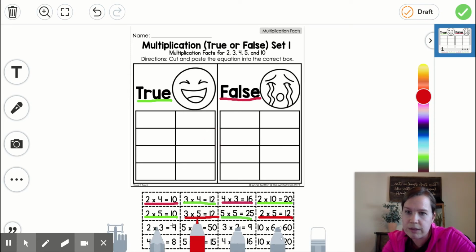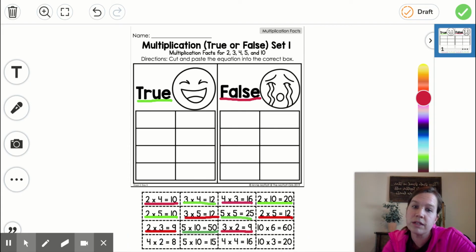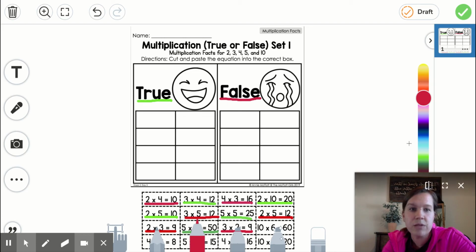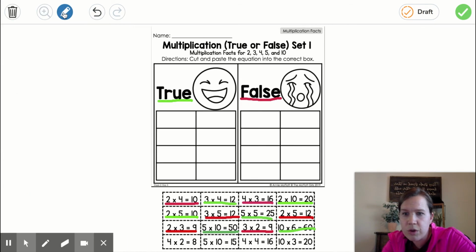2 times 3 equals 9. That's false. 2 times 3 equals 6. 5 times 10 equals 50. That is true. Get my green and underline it. 3 times 2 equals 6, not 9. 3 times 3 equals 9. 3 times 2 equals 6. 10 times 6 equals 60. That's true. Oops. I'm going to come down over here. You can't see it. I need those tools to go away for a second. 4 times 2 equals 8.